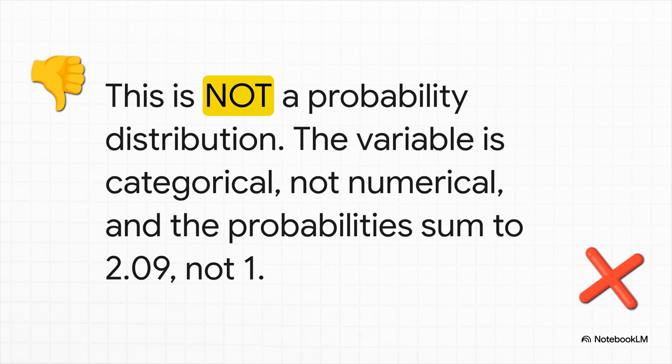This thing breaks 2 of our big rules. First, the variable isn't numerical. Country is a category. That's rule number 1, broken. Second, look at that total. The probabilities add up to 2.09, not 1. So that's rule number 2, broken. This is just a table with some numbers, not a true probability distribution.